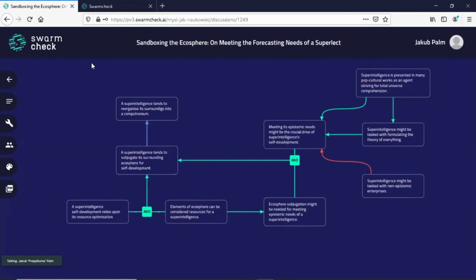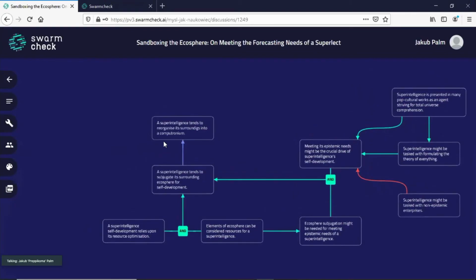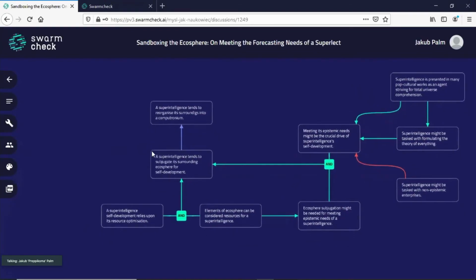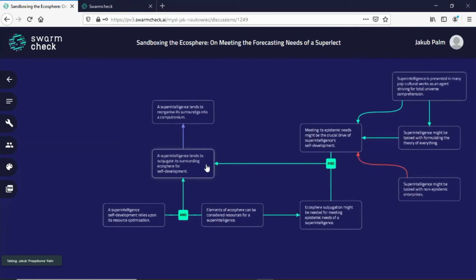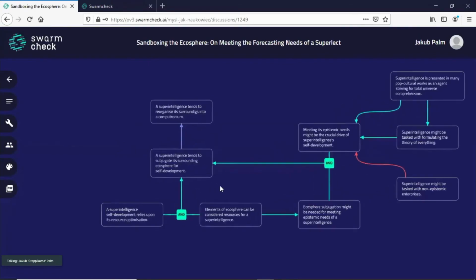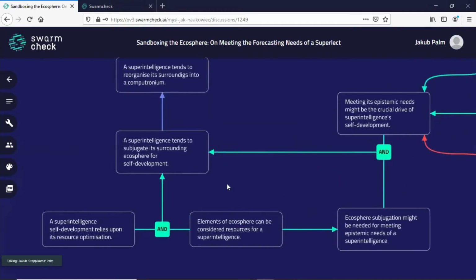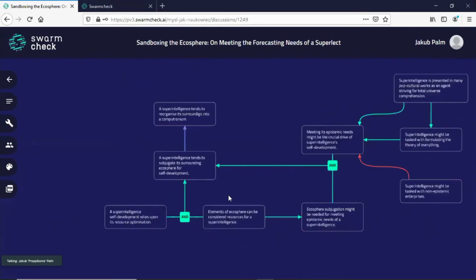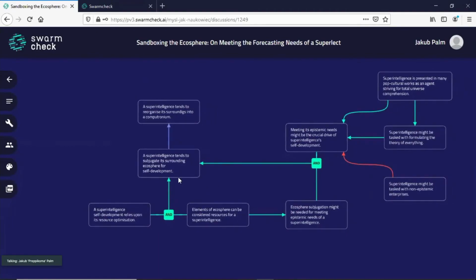remarks of the presentation. Just a quick note, the blue arrows are Stillman relations, green ones are green ones, and the red ones are those that are in disagreeing relation. And the main thesis here, the one that started this enterprise, is that superintelligence tends to subjugate its surrounding ecosphere for self-development. This is something that I will, of course, describe briefly, each of those phases, boxes.